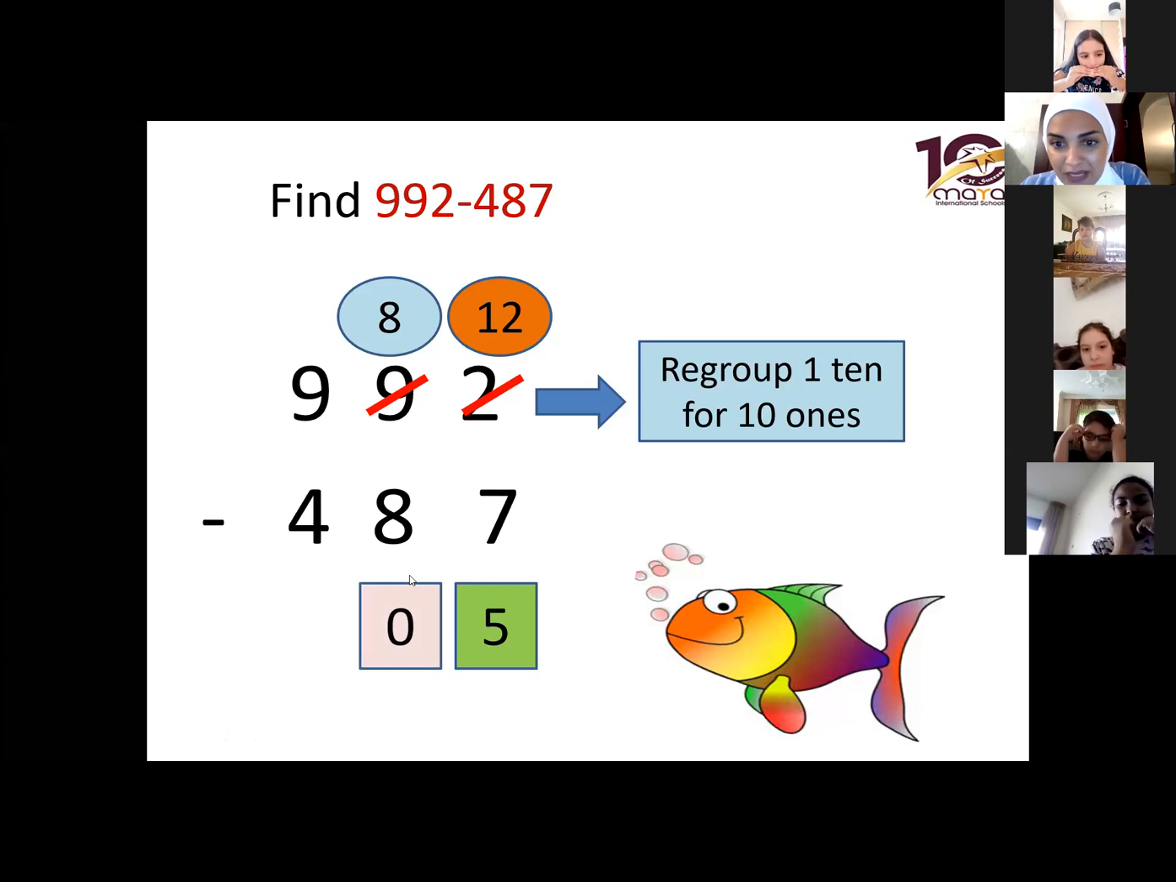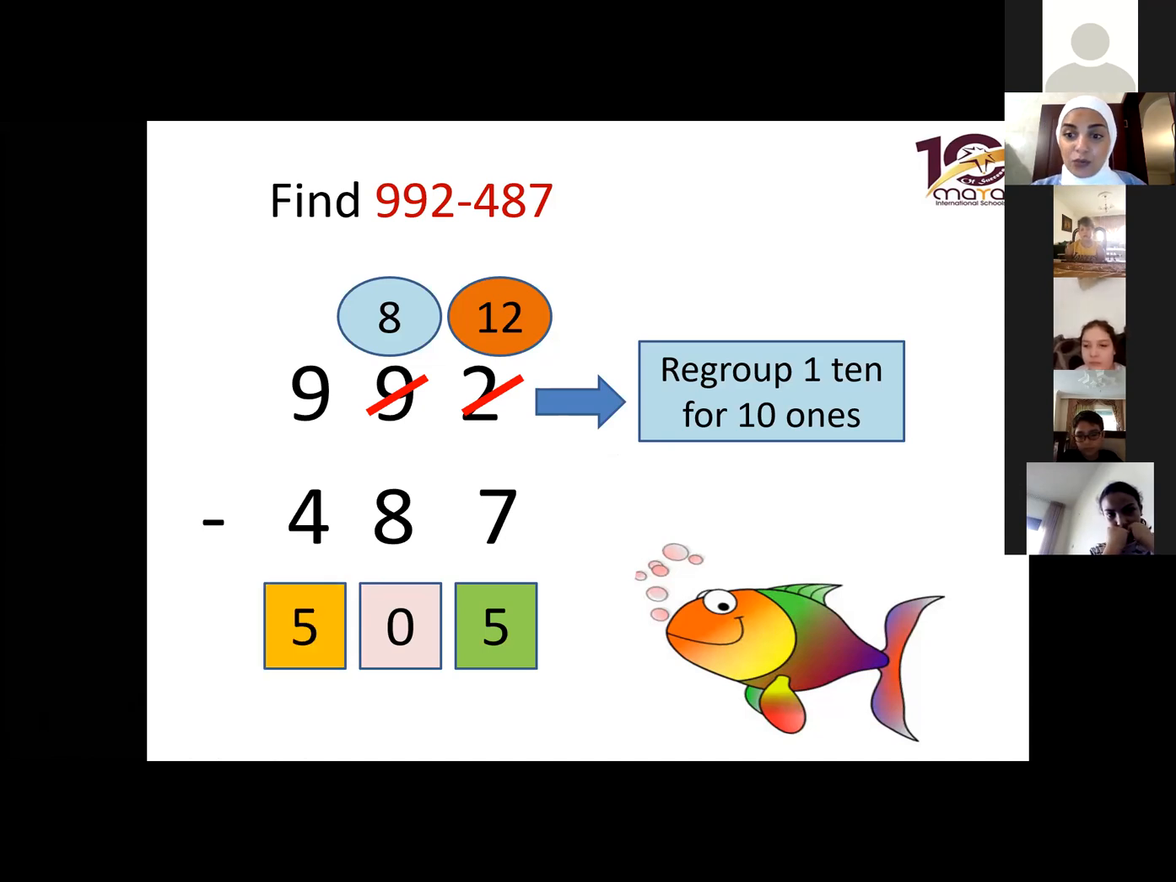Now, Ali. Hi, Ali. Now what do we do? We're done with ones. We're done with tens. What do we do now? We move to the hundreds. 9 minus 4 equals 5. Good job. So what is the number that we have now? 505. Thank you very much, Ali.